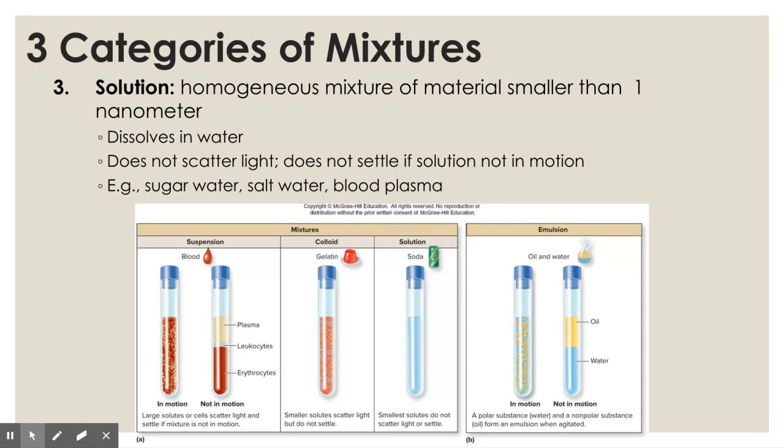There is another category that doesn't matter to us a whole lot, but your book talks about it. It's called an emulsion, and that is two substances that really don't dissolve. They don't want to work together, but if you shake it up and keep it in motion, you'll have some blobs mixed together, and that's like oil and water, or like an Italian salad dressing.